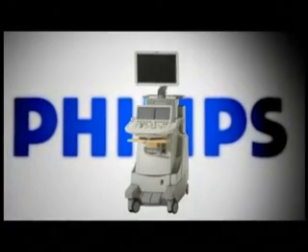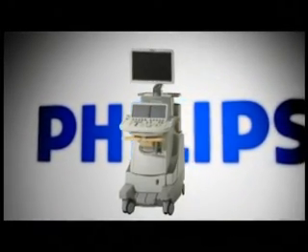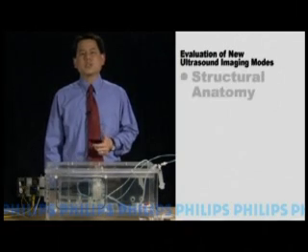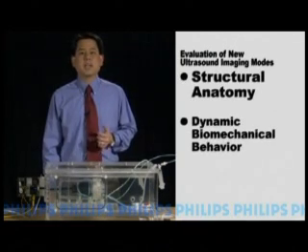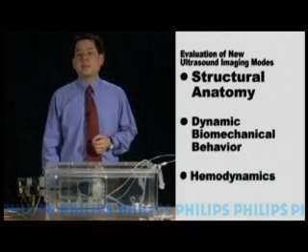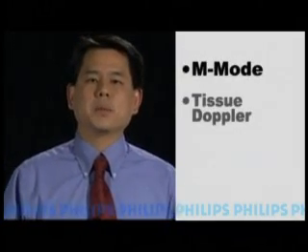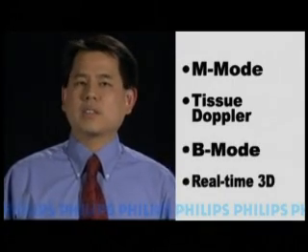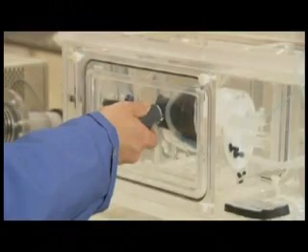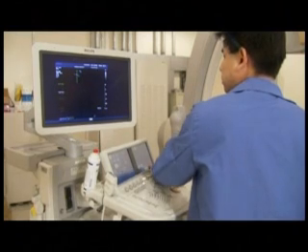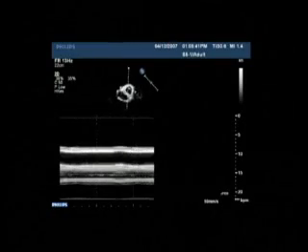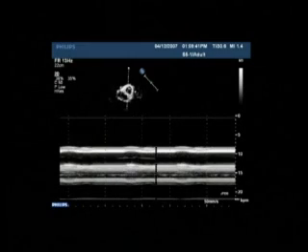Our ultrasound-based experiments on the cardiac phantom focus on characterization of the ability of different imaging modes to assess structural anatomy, dynamic biomechanical behavior, and hemodynamics. I will demonstrate imaging of the phantom under M mode and tissue Doppler imaging, then B mode imaging, and finally 3D ultrasonography. Here in M mode, you can see the A line of interest selected from a two-dimensional ultrasound image, and below you can see the A line behavior as a function of time.